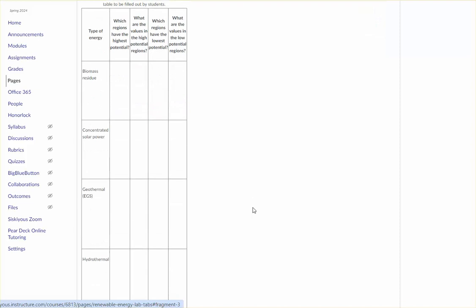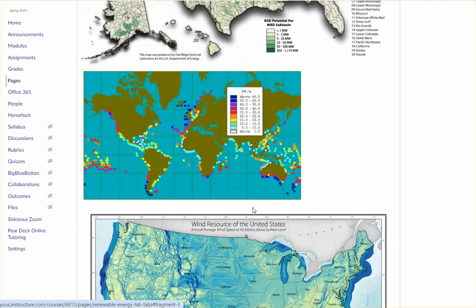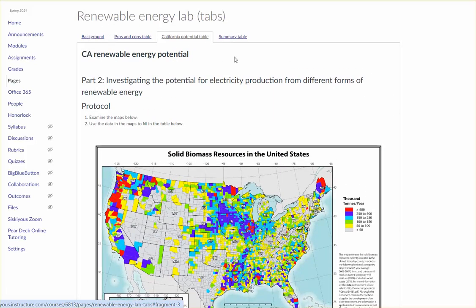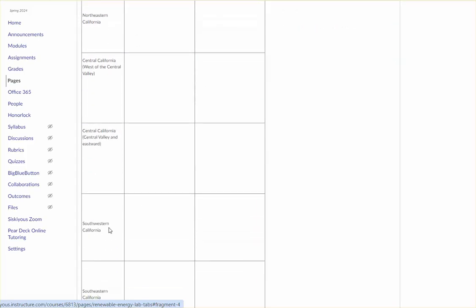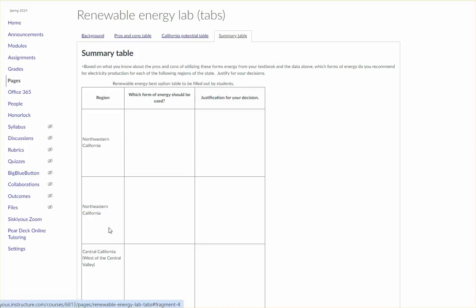So you're going to fill this out for a bunch of different forms of renewable energy, and then on the last tab, you're going to write a summary table where you choose a form of renewable energy that you think should be used for each of these regions of California. So based on the pros and cons that you listed, and then also based on your analysis of the potential for each of these renewable energy sources in the state.